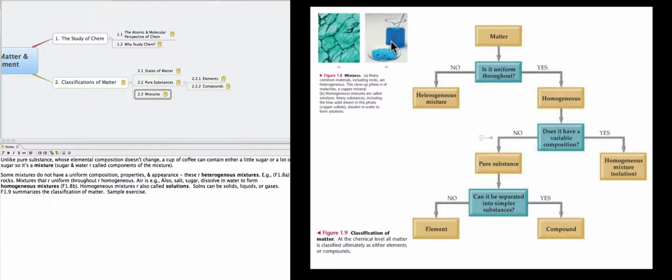Mixtures that are uniform are homogeneous mixtures. Air is an example. Also salt or sugar dissolved in water form homogeneous mixtures. Homogeneous mixtures are also called solutions. Solutions can be solids, liquid, or gas. This figure summarizes the classification of matter, and you should be able to figure this out on your own.